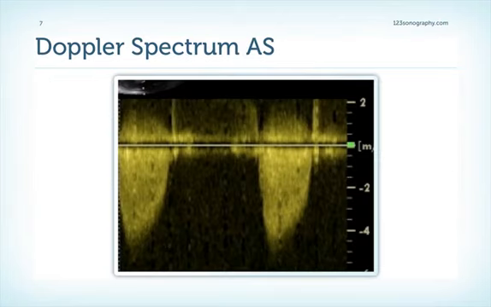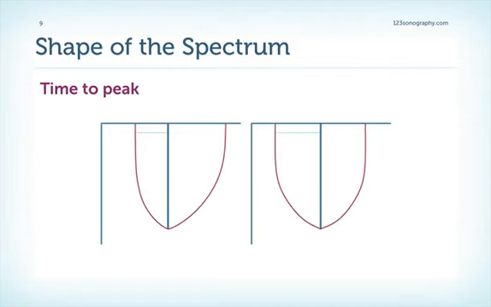This is a typical example of the Doppler spectrum in aortic stenosis, showing a velocity above 4 meters per second, indicating severe aortic stenosis. So the shape of the spectrum and time to peak also point to the severity of aortic stenosis. If there is a later peak of velocity or a longer time to peak in systole, this indicates severe aortic stenosis, as you can see on the right side of this image. Now let's see how we record such a signal.